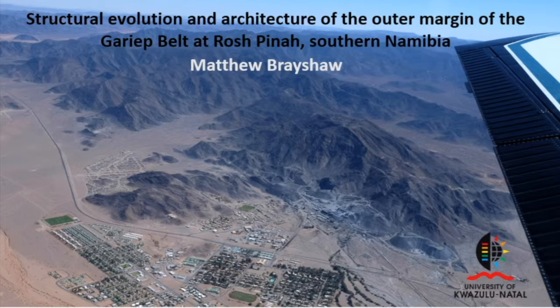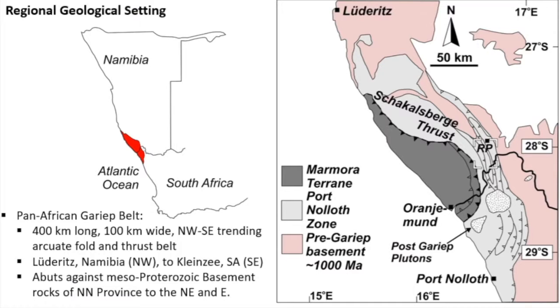And then there's another mountain out here to the east, and that's actually what we're going to be focusing on today. There's the Gariep belt in southern Namibia. Basically, Rosh Pinah is on the eastern margin of this belt. In grey here we've got the Gariep belt, and in pink is the basement to the Gariep. Just to locate ourselves, we're on the eastern side of the Gariep belt.